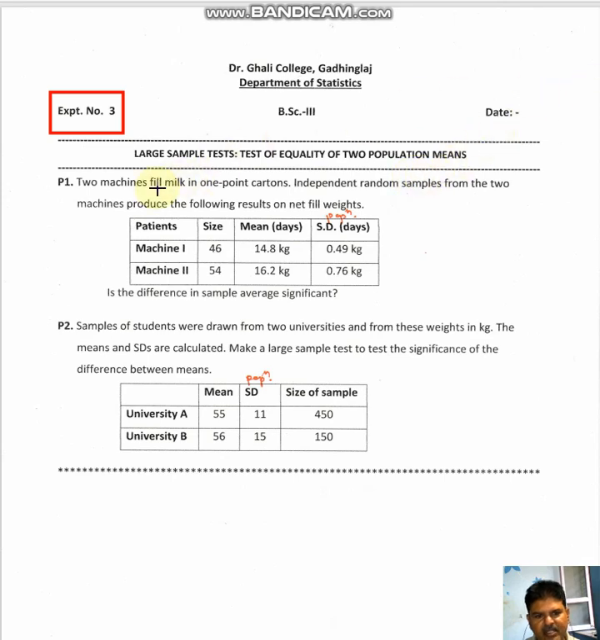See, there are two examples. This is problem number 1, this is problem number 2. So in this problem, we have to test the equality of two population means. So take the first example.